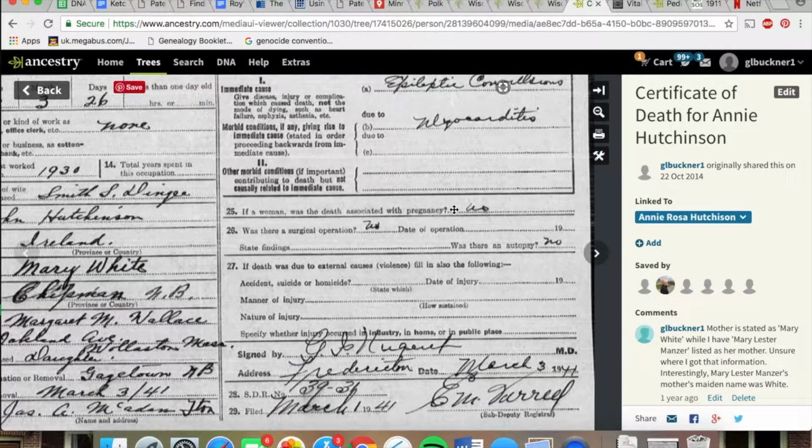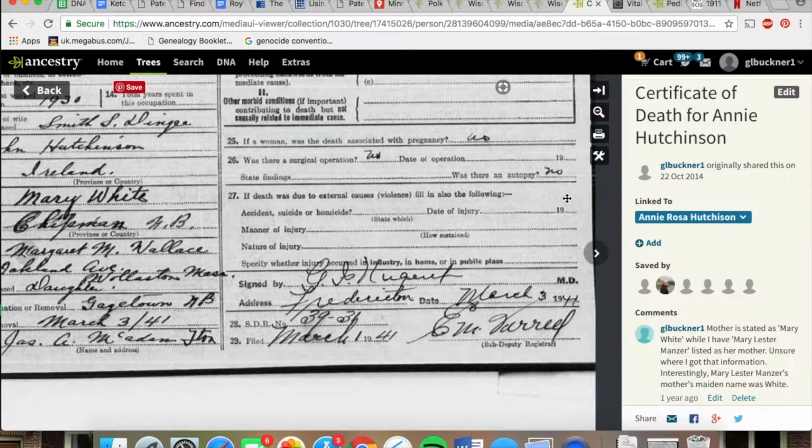It says if she's pregnant, which can also be a little grim. Any operations that the deceased had. If the death was due to external causes, so again, homicides or suicides, that can be really interesting. And with this, you can also look up court records if you're wanting to get those details. Then obviously it's signed by the coroner. I think that's the coroner.